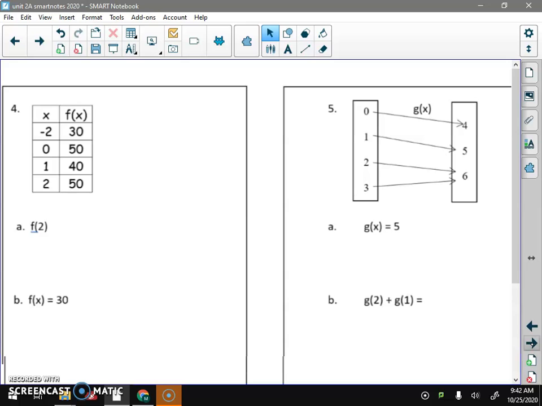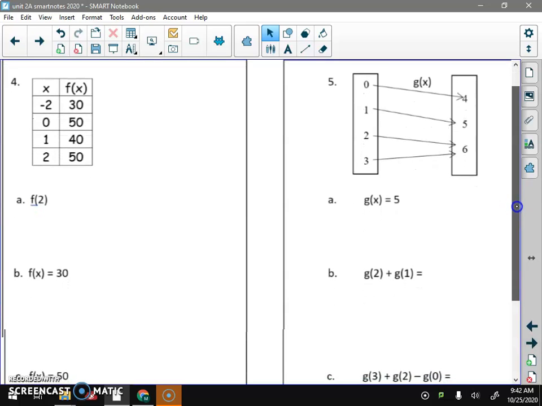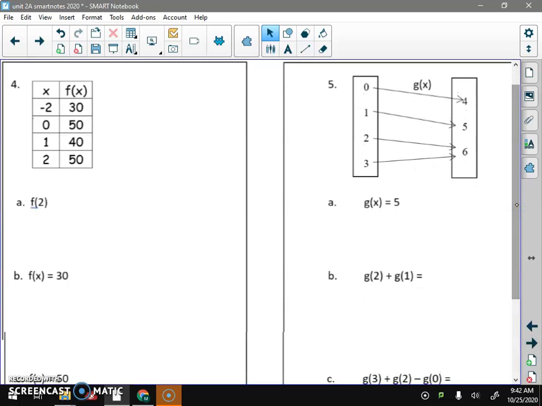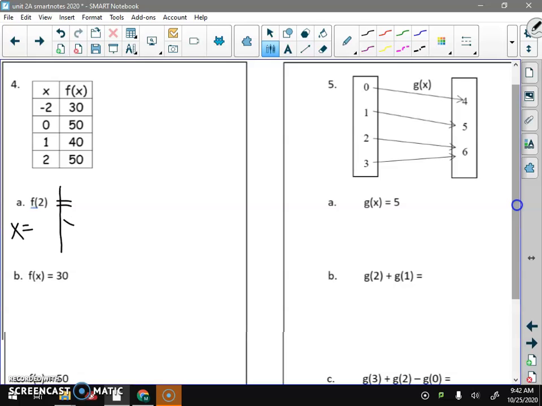Alright, now we're going to do a little bit off our table, but again, we're sometimes going to be given x, sometimes going to be given y. Same approach, getting real good at it. Draw our great wall, x equals y equals. The 2 is on the x side. Where's the 2 pointing to? It's pointing to a 50.